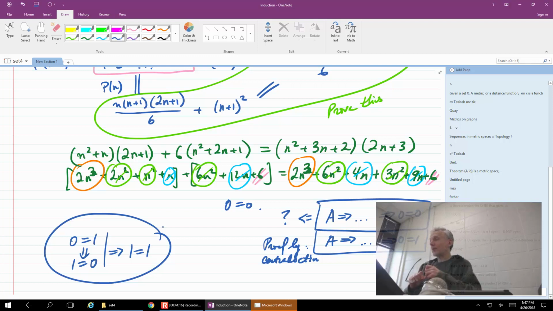So how do we fix it? We have only 2 minutes to fix this. How do we fix our proof, the inductive proof? Is the whole proof wrong? No, we can just fix the last one.